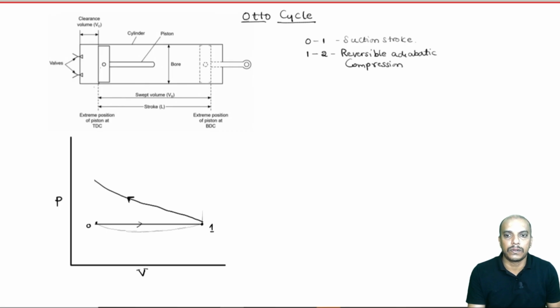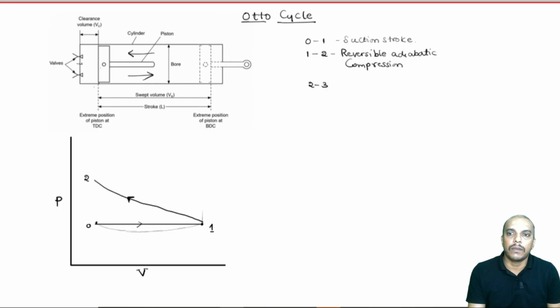So, 1 to 2 is reversible adiabatic compression. The moment we are here, we have executed the suction stroke, with the piston moving from TDC to BDC. We have now compressed from bottom dead center to top dead center. Both the valves were closed during this process.